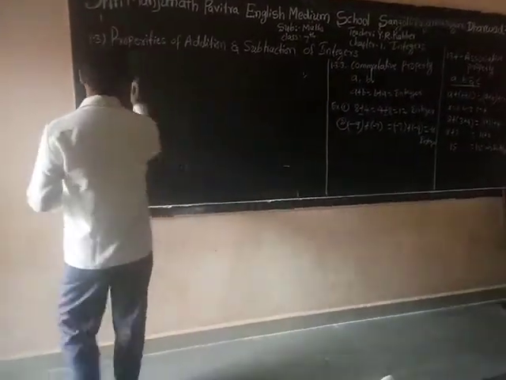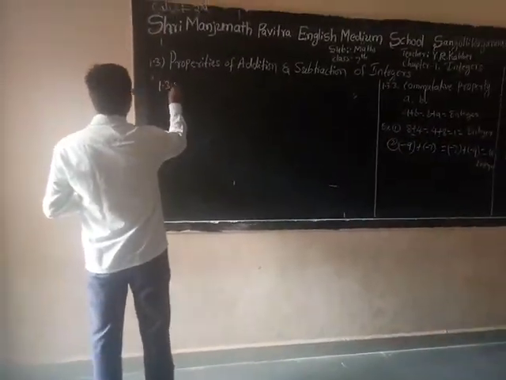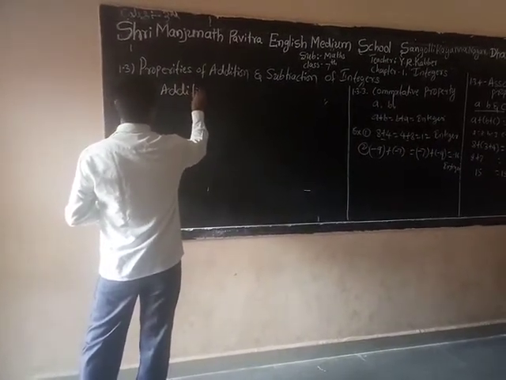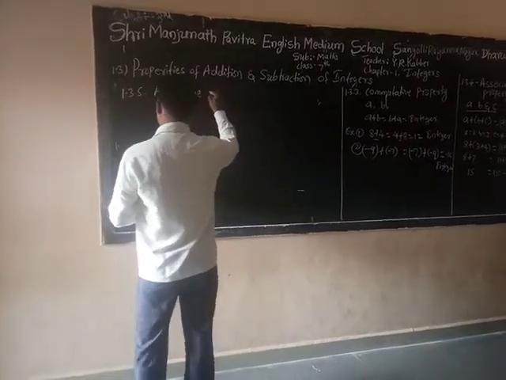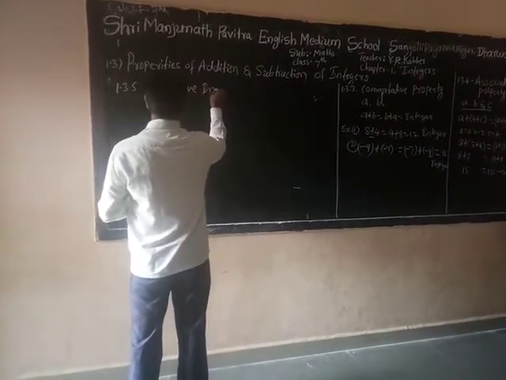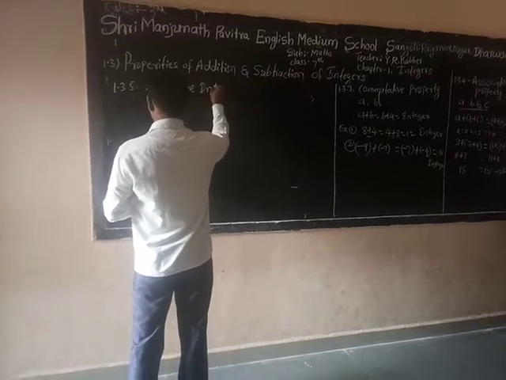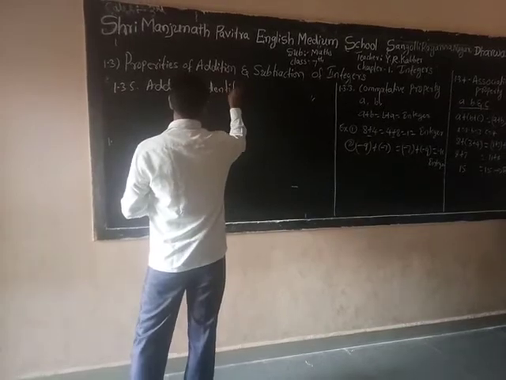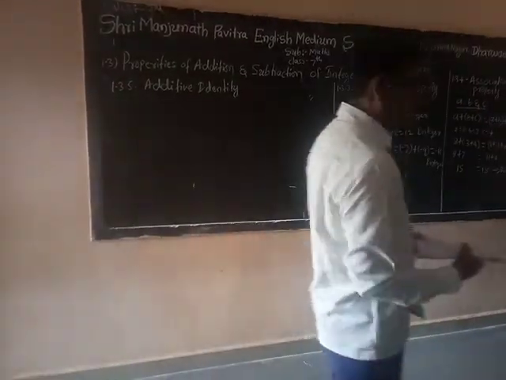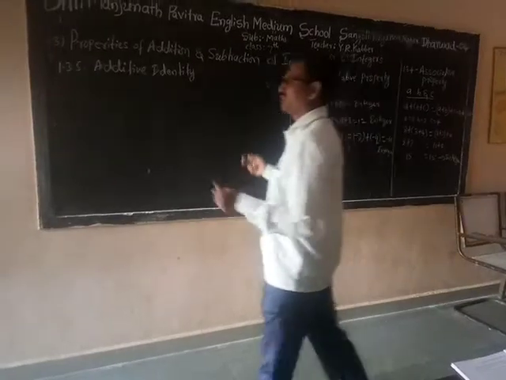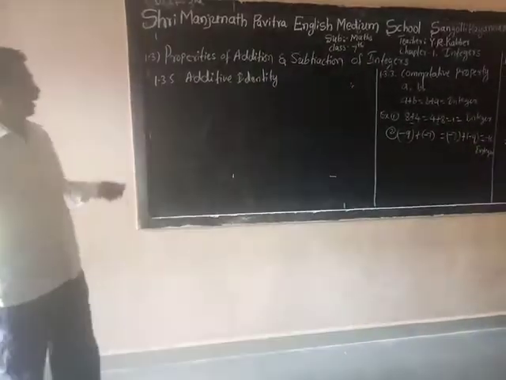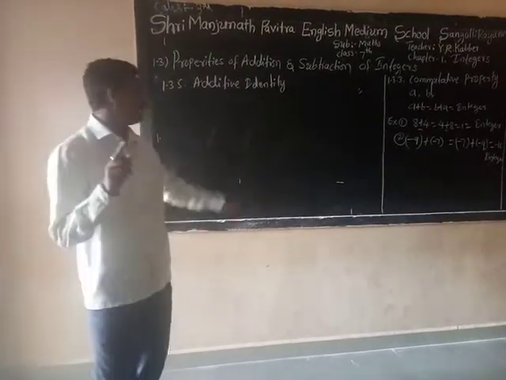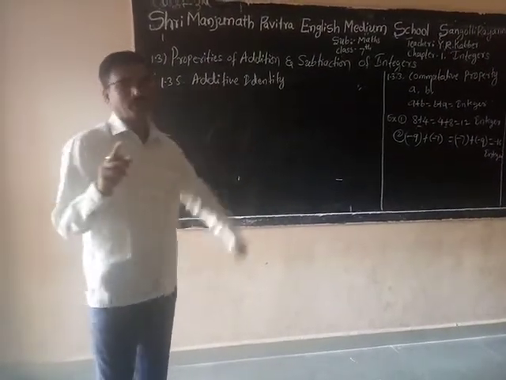The last property is known as the additive identity property. This is very important. This is so easy, children. Actually, the identity of the additive property is 0. 0 is the additive identity.